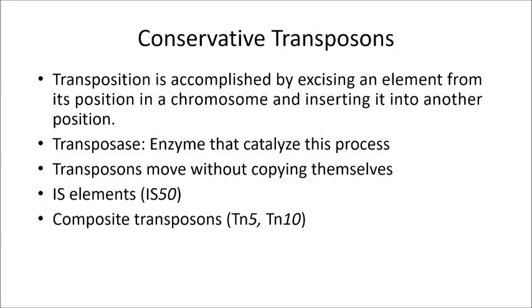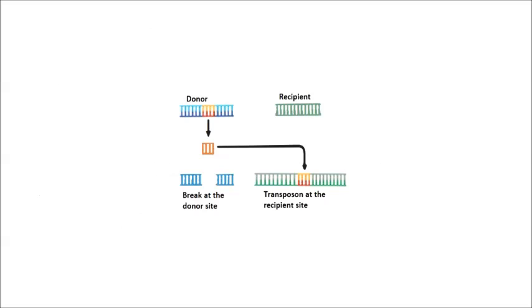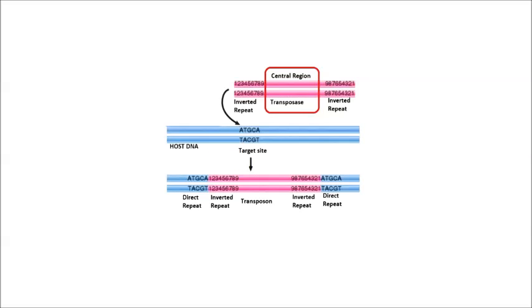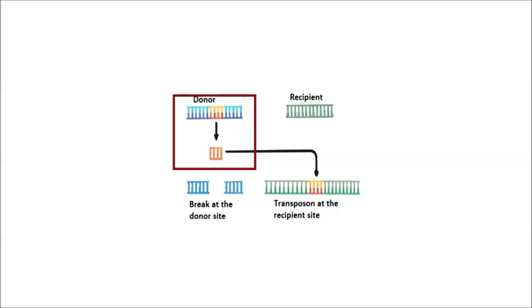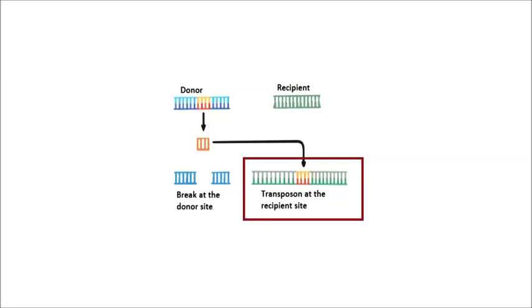In this first category, transposition is accomplished by excising an element from its position in a chromosome and then inserting this element into another position in the same chromosome, or in another chromosome or plasmid. These excision and insertion events are catalyzed by an enzyme called transposase, which is usually encoded by the element itself. The transposons are liberated from the donor site by a double strand break in the DNA. So this mechanism is also referred to as cut and paste transposition, because the element is physically cut out of one site in a chromosome and pasted into a new site.